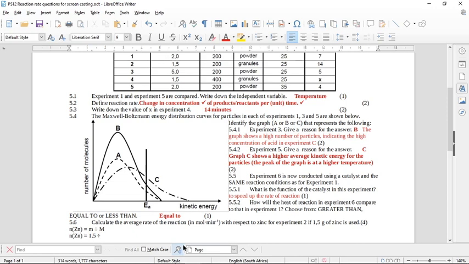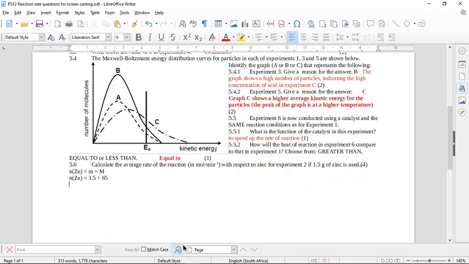Have you got your periodic table? Looks like it's 65. So with your calculator, 1.5 divided by 65, I've got 0.023 according to my calculator. Please be checking me with your calculator. So the number of moles of zinc is going to be 0.023 moles.